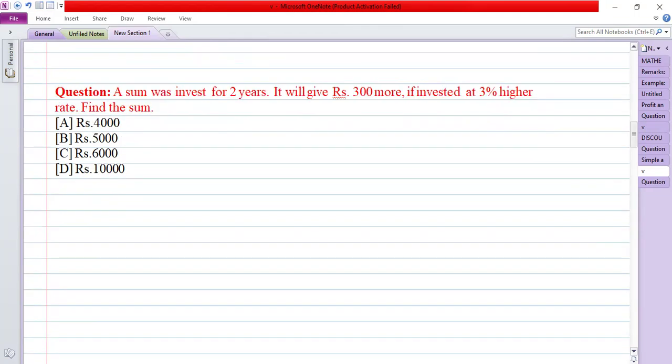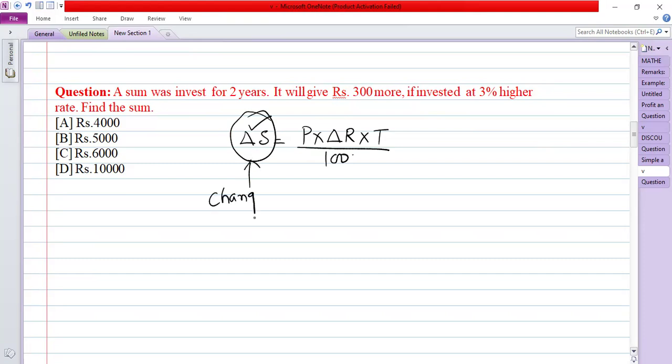Now, for this question, the formula that we will apply is delta S equals P into delta R into T by 100. We can directly apply this formula. Actually, what is the meaning of this delta S? Delta stands for change.